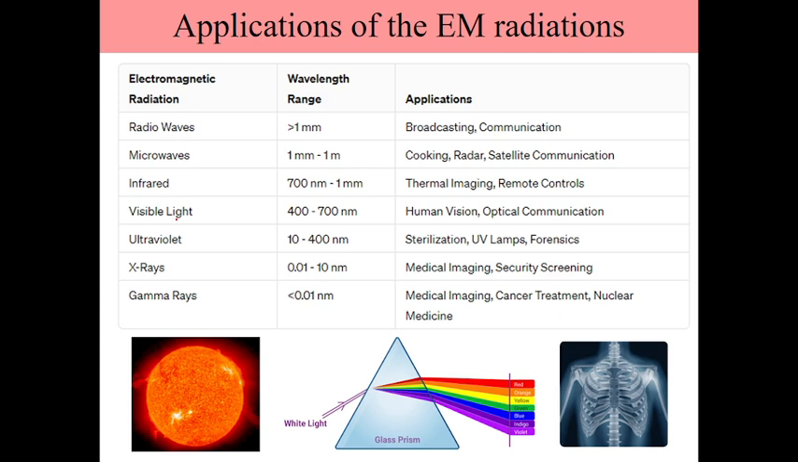So visible light is the thing that gives color to everything we see. The world is so colorful and so beautiful to us because of visible light.